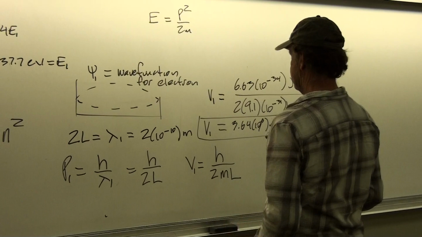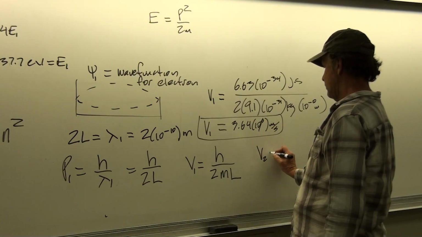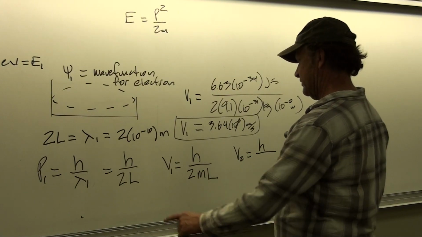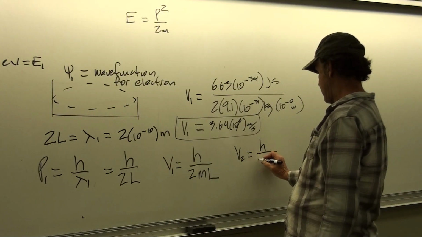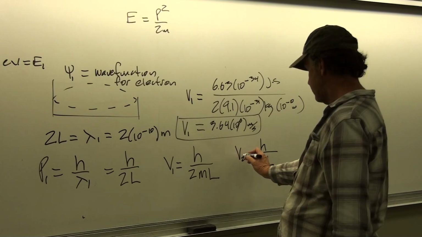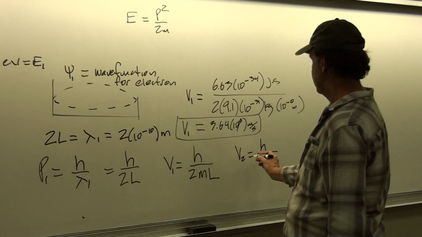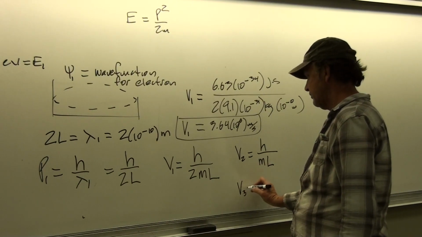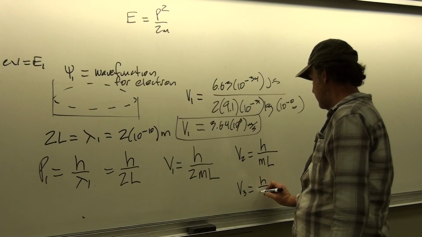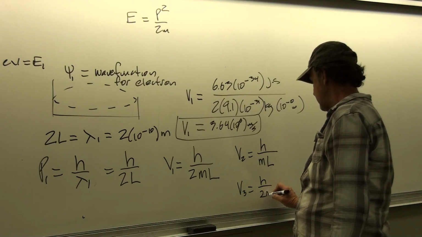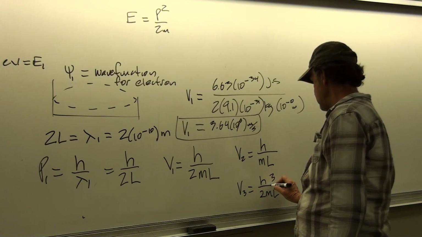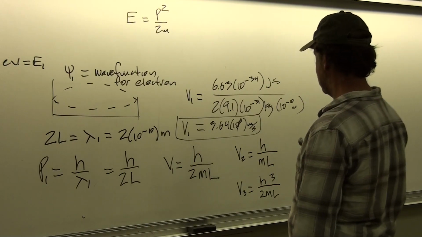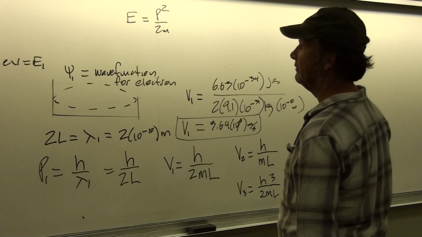You could do the same thing with v3. v2 would be equal to h over mL. Sorry, that would be double the speed when it's in the second state. In the third state, v3 would be h divided by 2mL over 3. So the velocity is going up, but it wouldn't double the next time. We just go up by a factor of 1.5.